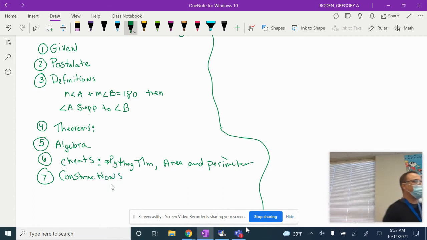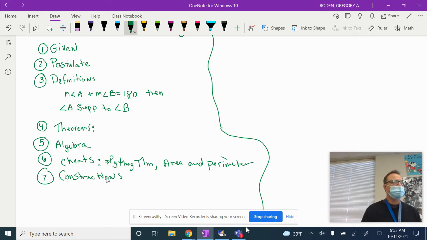Okay, so constructions are where we're going to focus on today. That's what we're going to be looking at today, is constructions. Constructions are like the OG, the original. That's how the Greeks would have done a lot of their math, is with constructions.